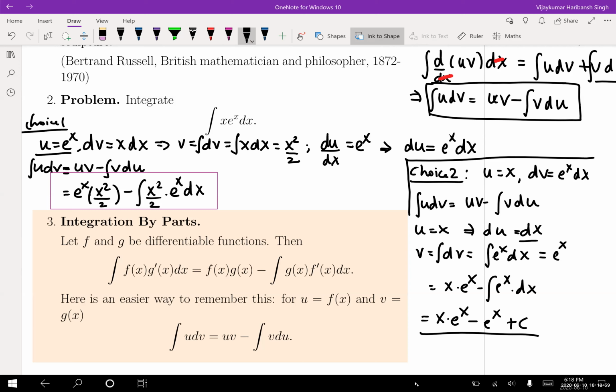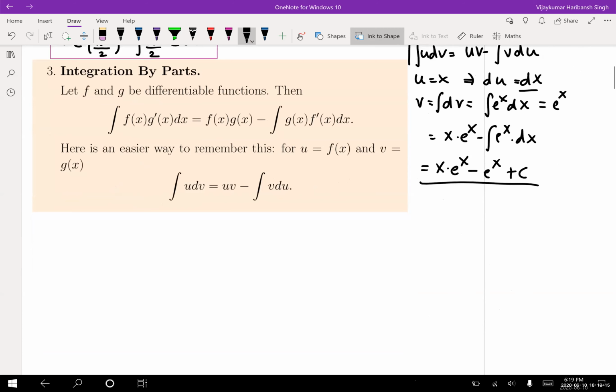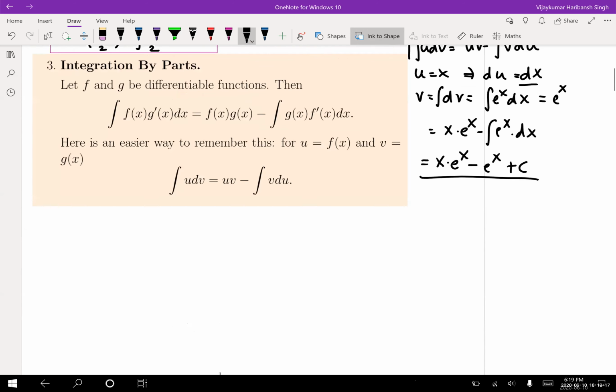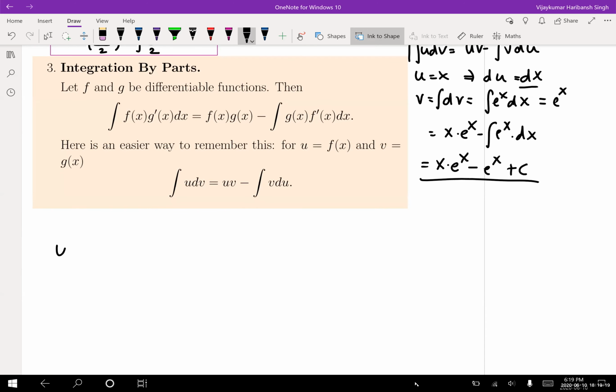So notice that in this case, if you chose u to be e to the x, it didn't simplify. But if you chose u as x, it simplified and you were able to integrate it. So it seems the choice of u matters. So how do you choose u? We choose u in the following order.